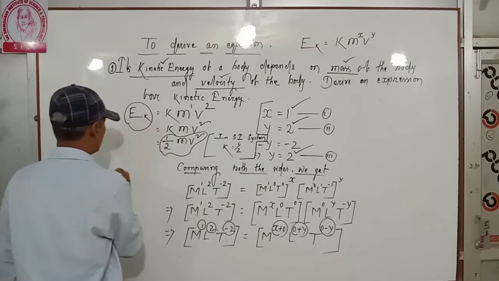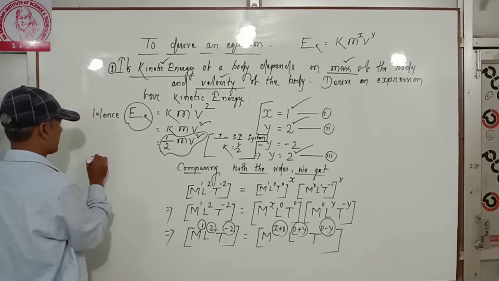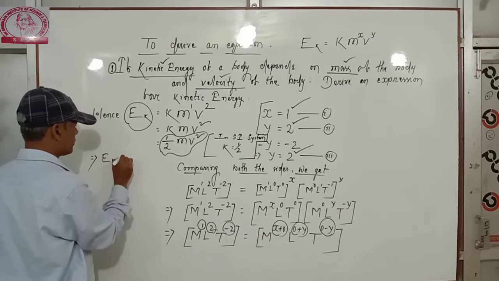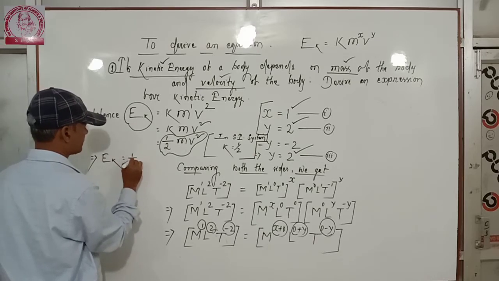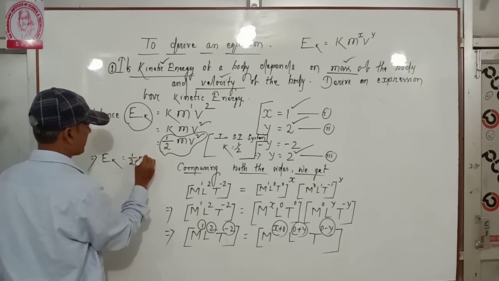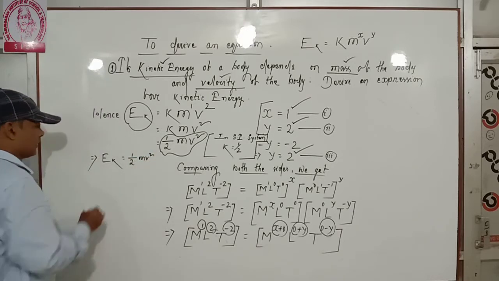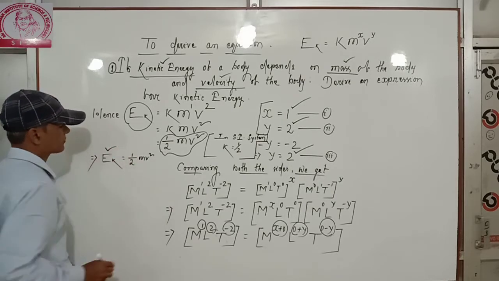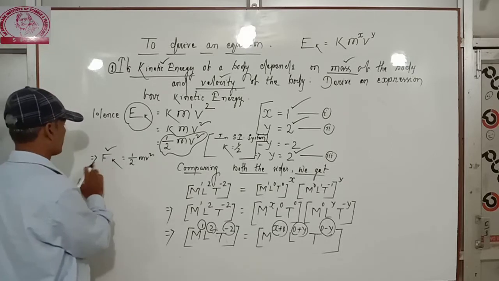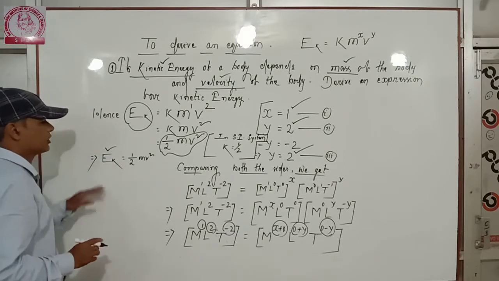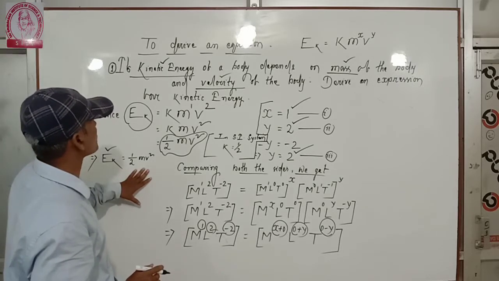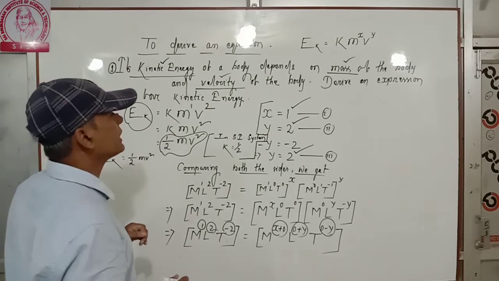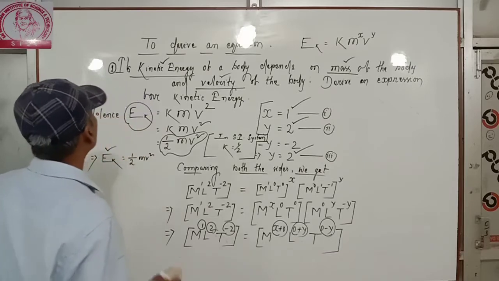Finally we get Ek is equal to half m v square. This is the equation of kinetic energy. Okay, this is the equation of kinetic energy. Ek is equal to half m v square. Now we have to move to another equation.